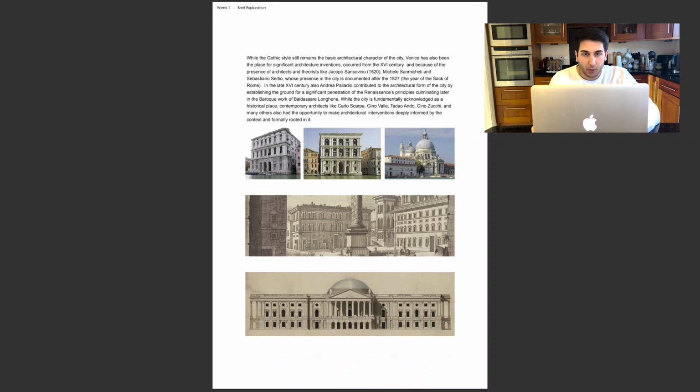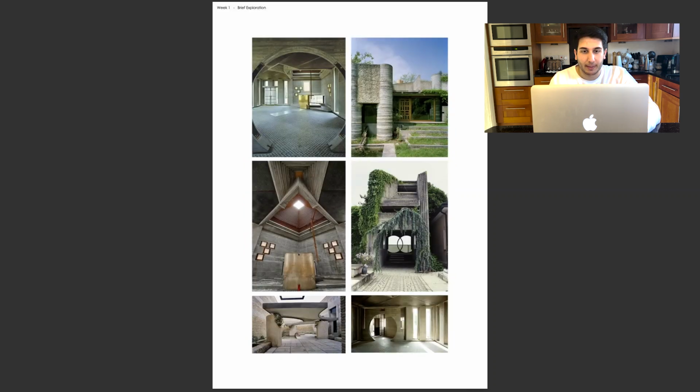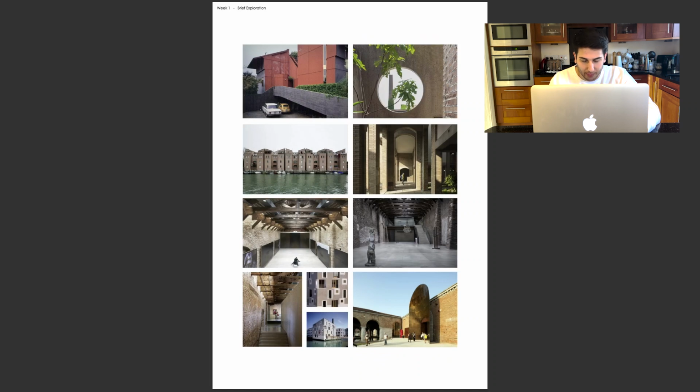And again, just going through the brief, understanding what's going on, what are the main points that we need to consider, and how can we extrapolate the information and apply it to what we want to bring to the city and the islands itself and the lagoon. Again, some initial precedents that the tutors have put on, and brief exploration looking at the work of people such as Carlo Scarpa, Tadao Ando.